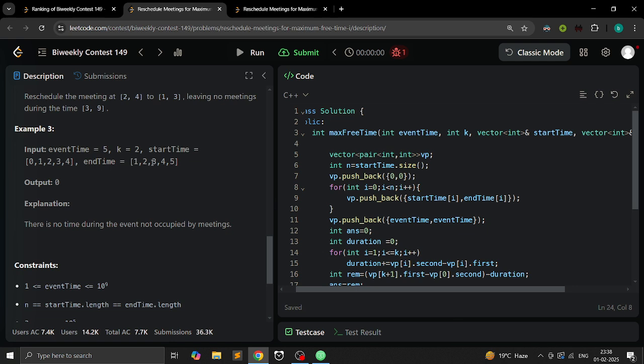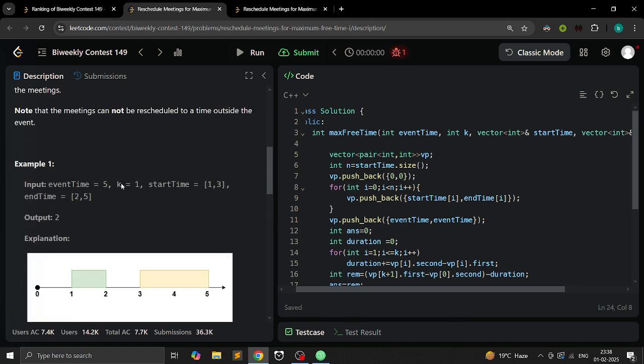In example 3, event time is 5 and k equals 2, and here all meetings are continuous: 0 to 1, then 1 to 2, 2 to 3, 3 to 4, 4 to 5. So we can't move any of them at all, and event time is also equal to the total meetings duration. So the answer is 0 here. So this was the whole problem.